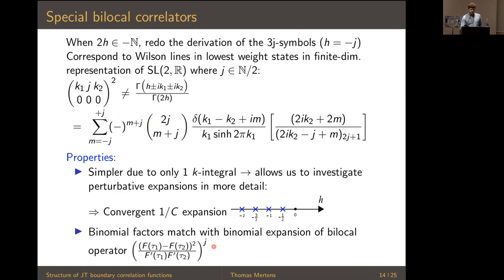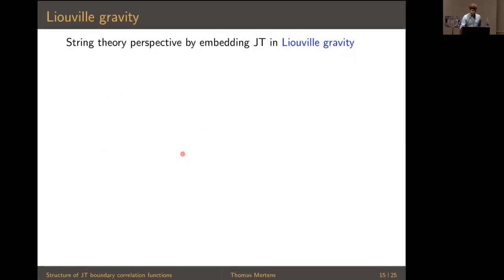They match precisely with the binomial expansion you would do of the bilocal operator itself, because in the numerator here you have (f(τ1) − f(τ2))^{2j}, and 2j would be an integer. So you write down the binomial expansion and you find precisely these factors. So this is just curiosity here. These are special kinds of operators, or special bilocal correlators, that require a separate treatment, but they are structurally simpler. So you can exploit them to learn lessons about the perturbation theory in particular.